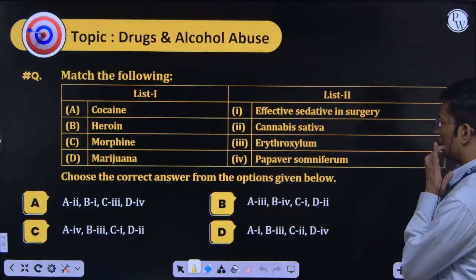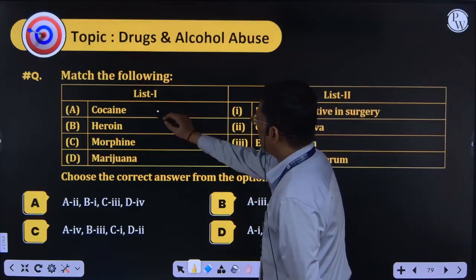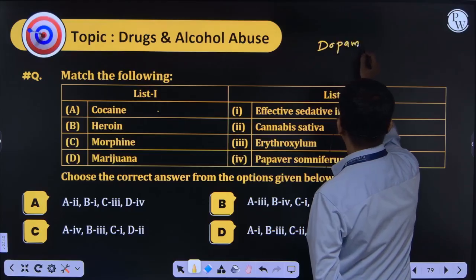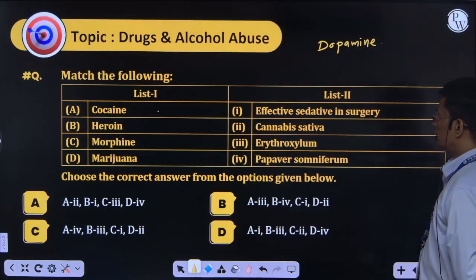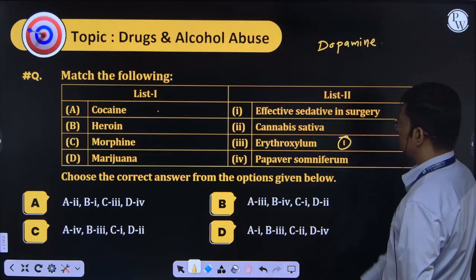Cocaine. What is cocaine? Cocaine is a stimulant. It will interfere with the neurotransmitter dopamine. Cocaine is obtained from Erythroxylum coca.